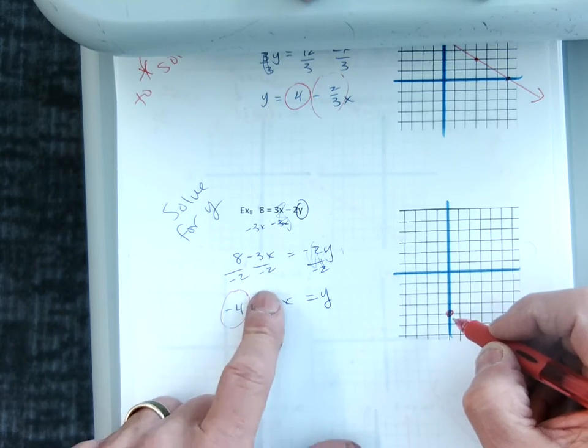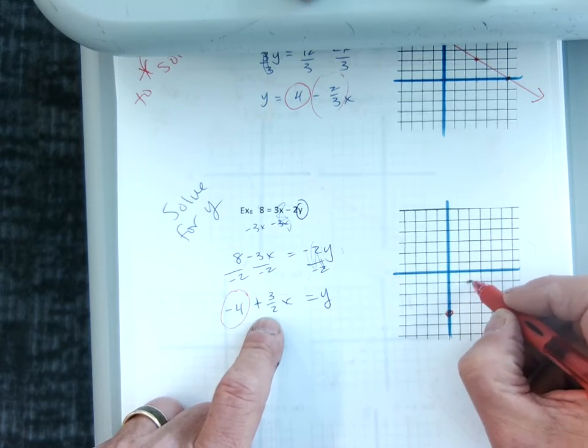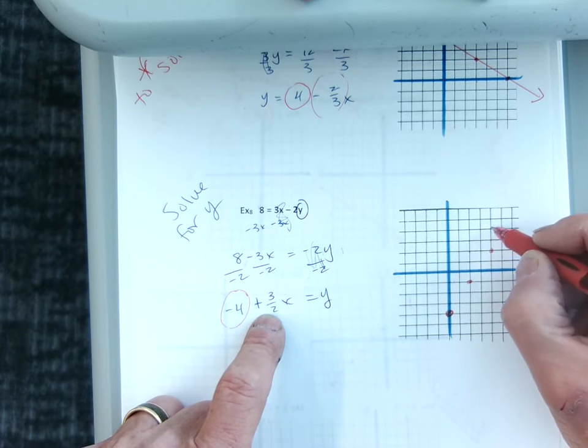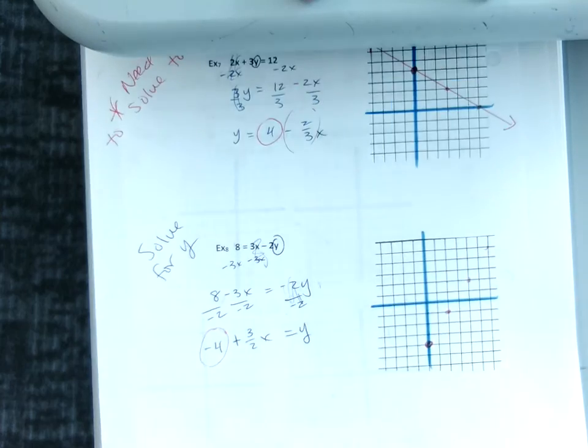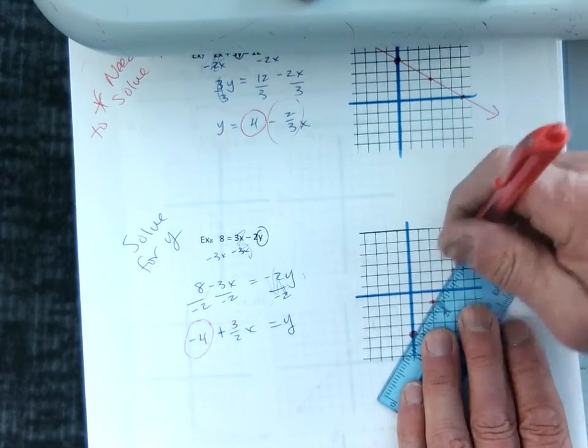So slope of up 3 over 2: up 1, 2, 3, over 1, 2; up 1, 2, 3, over 1, 2. I'm just going to make my line nice and long. Draw in the line. Now, I like arrows on my line.